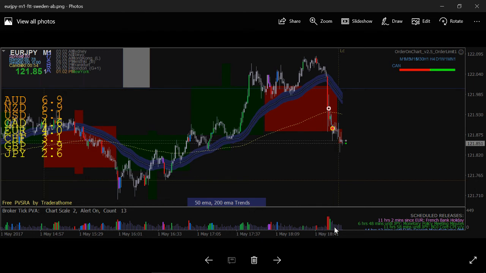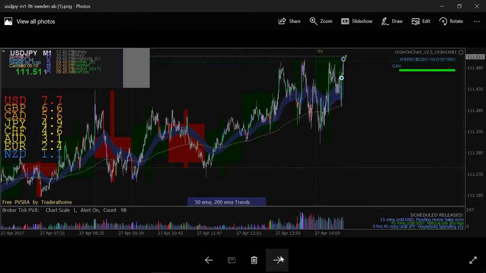By the way, you always look at volume. So now here I had a huge candle, like a huge volume bar. So I look at this one as well. So the next one is USD JPY, so dollar yen pair.